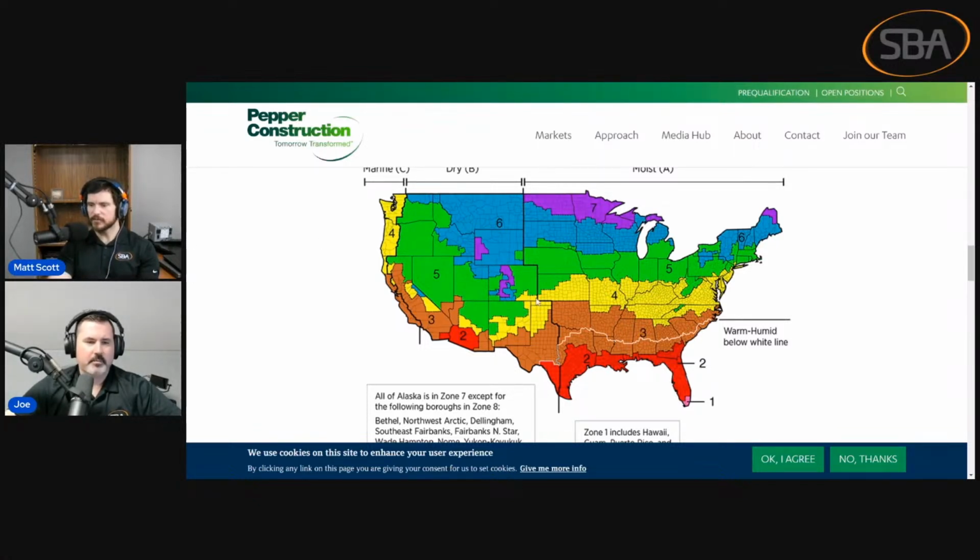Gotcha. So here's a map, and there's 7 zones in the United States, which I guess makes sense. One is so small down in Miami, all the way up to 7 in parts of Minnesota. But for the most part, you have 6 to 3 in most of the regions.